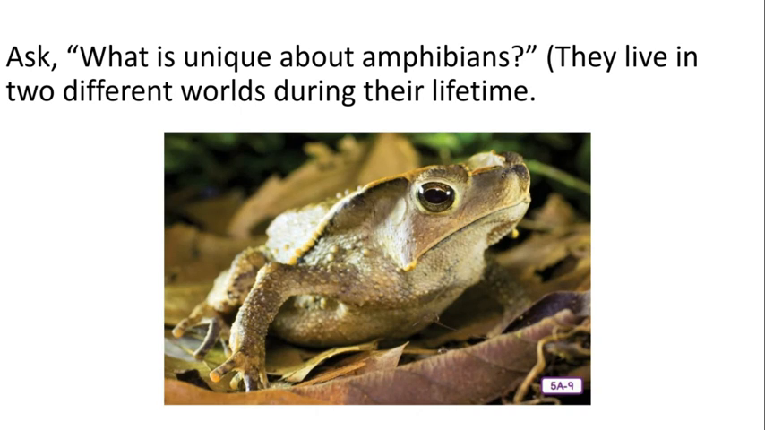What is it that's unique about amphibians? What makes them different than the other groups of animals? Well, we learned last time that amphibians are born, their eggs are laid, and they're born in water, right? And at first they have gills and they breathe oxygen through water. But then as they grow up and develop, they grow lungs and then they live most of their life on land. It's pretty unique.